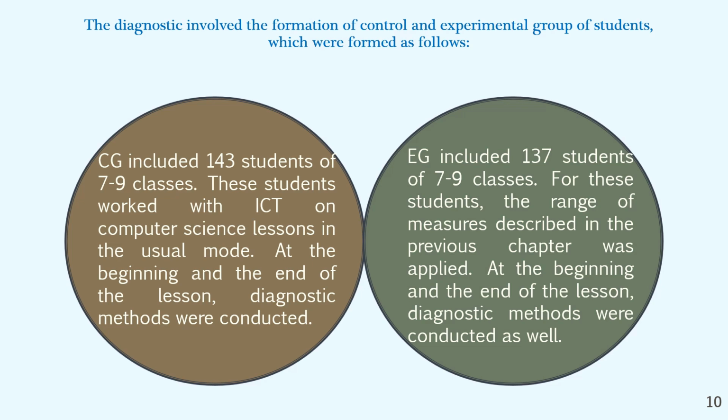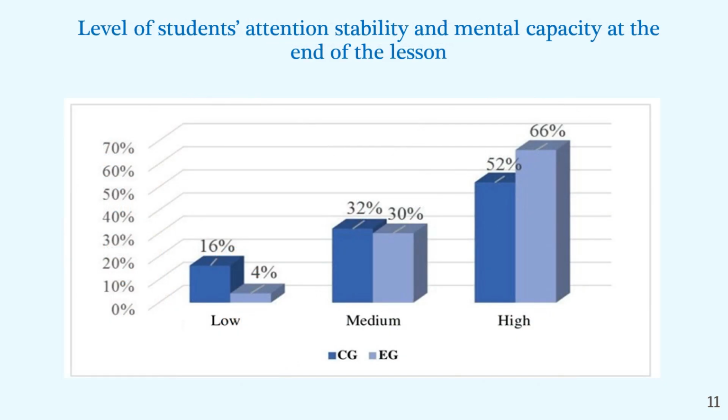Let's go through the main results. Attention stability and mental capacity are important physical properties and an integral part of overall personal health. So, the task was to analyze their dynamics before and after using ICT, namely a computer. As a diagnostic tool, we have chosen the psychological methodology that made it possible to evaluate the fatigue of the control group and experimental group students before and after working at the computer. Thus, students of the experimental group showed higher levels of attention stability and mental capacity at the end of ICT computer use than students of the control group.